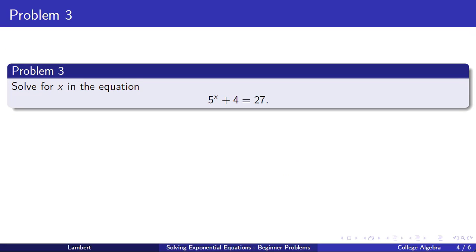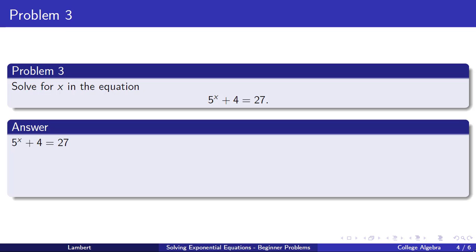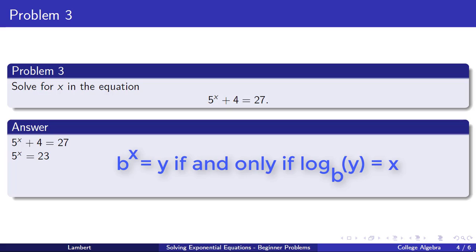Okay. Problem 3. Let's take a look at solve for x in the equation when we have 5 to the x plus 4 equals 27. So this may seem kind of tricky, but it's the same as most of the other exponential equations, except we have a plus symbol here. So we have 5 to the x plus 4 equals 27, we can subtract 4 from both sides to get 5 to the x equals 23. And now that we have 5 to the x equals 23, we can remember this is another format for just writing a log with a base 5. So x equals log base 5 of 23.